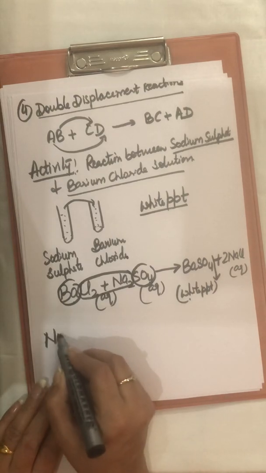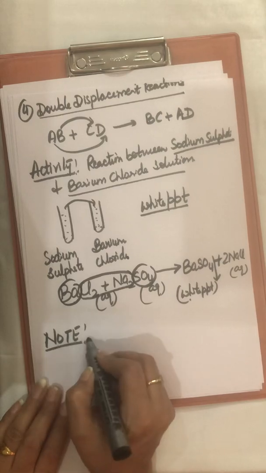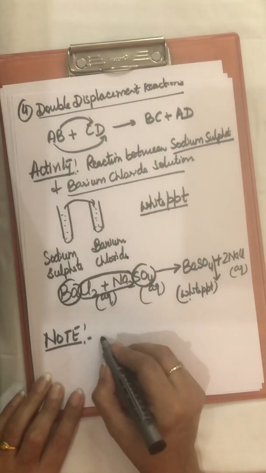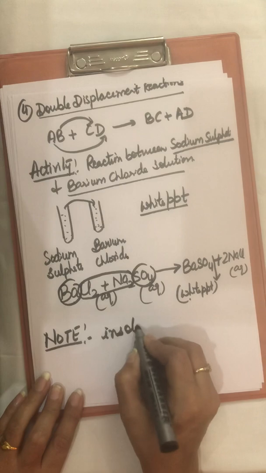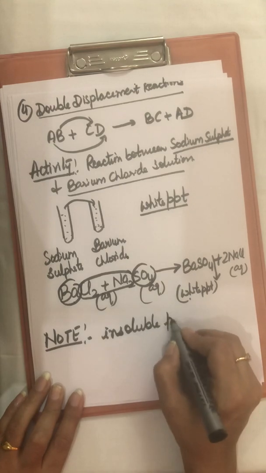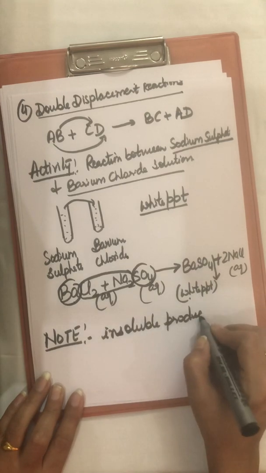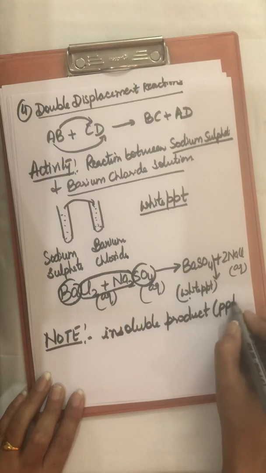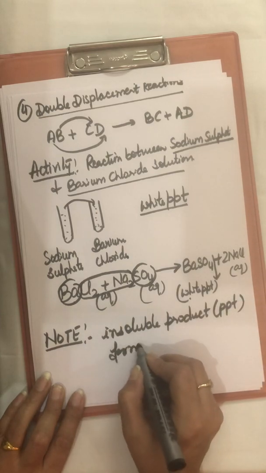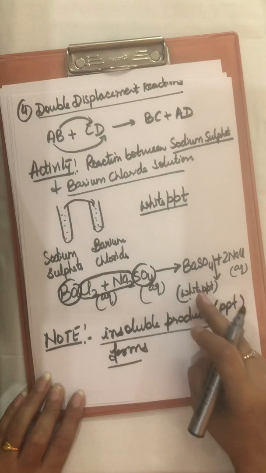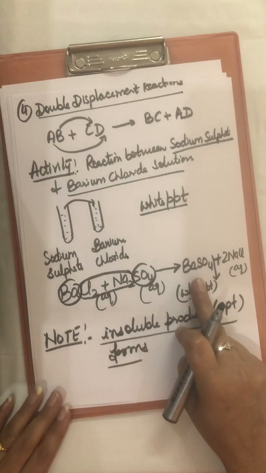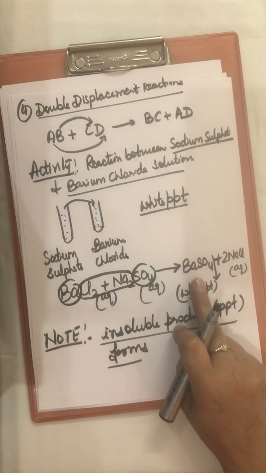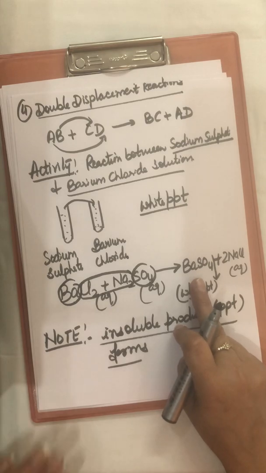One note we have. Normally, in a double displacement reaction, an insoluble product, called a precipitate, forms. Normally, this insoluble product called precipitate forms when we have a double displacement reaction.